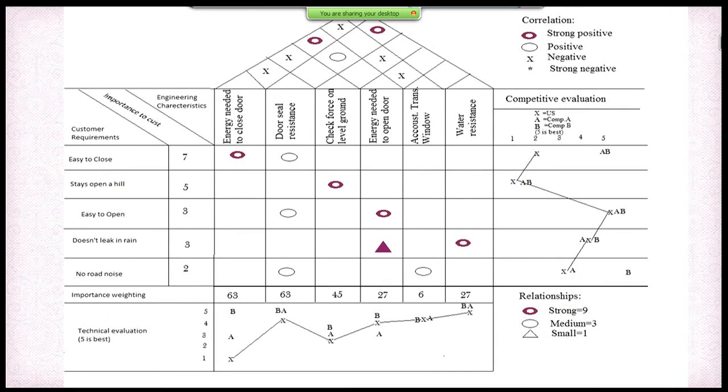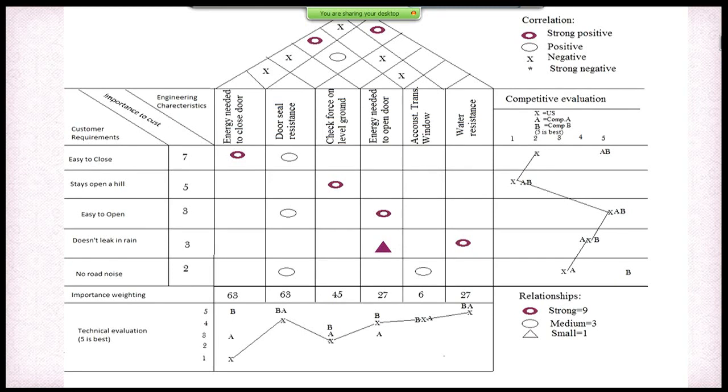Next we have the importance to customer. This is done on a ranking of 1 to 10, 1 being the least and 10 being the highest. So easy to close is given a ranking of 7, that is, it should be incorporated into the design. Whereas stays open on a hill is given a ranking of 5, that is, it can or cannot be incorporated. Similarly, all the rankings are given.